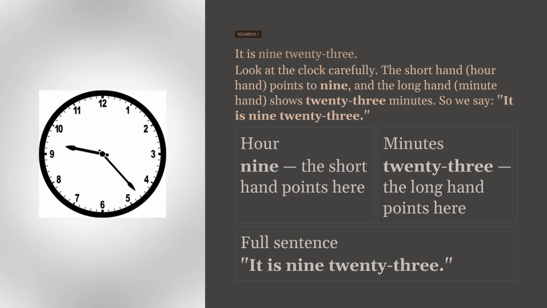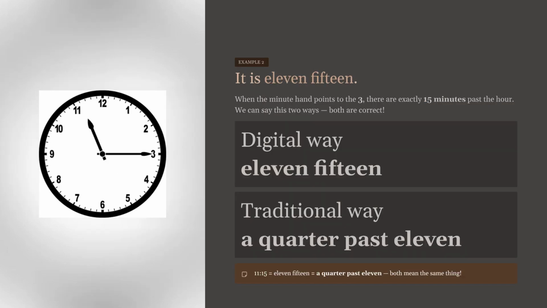It is 9:23. The short hand points to 9. The long hand shows 23 minutes. So we say, it is 9:23. Hour first, then minutes. Example 2. It is 11:15. When the minute hand points to the 3, that means 15 minutes past the hour. We can say this two ways, 11:15 or a quarter past 11.